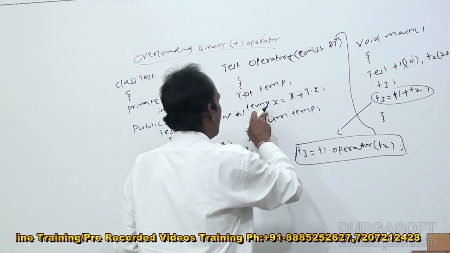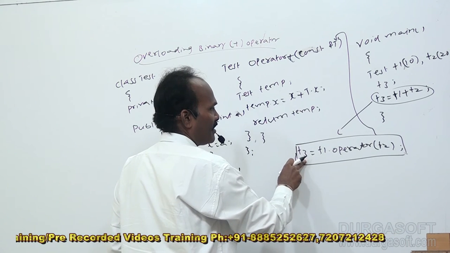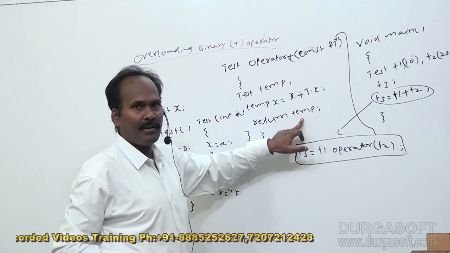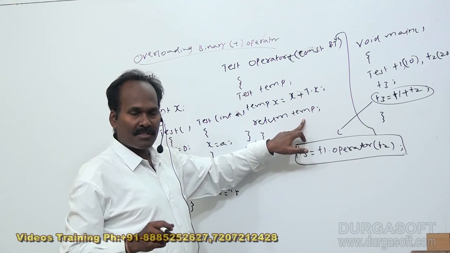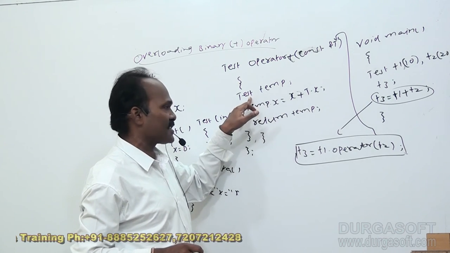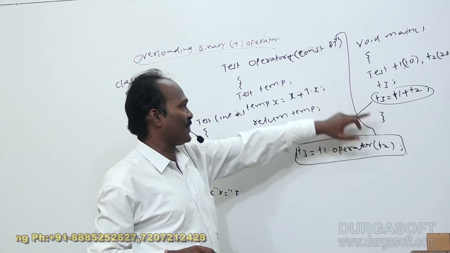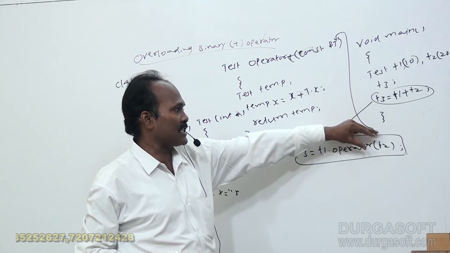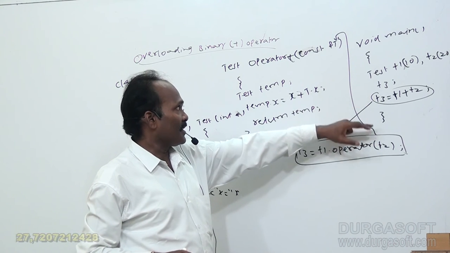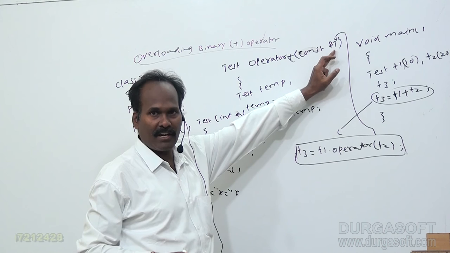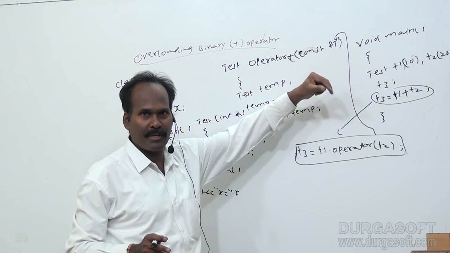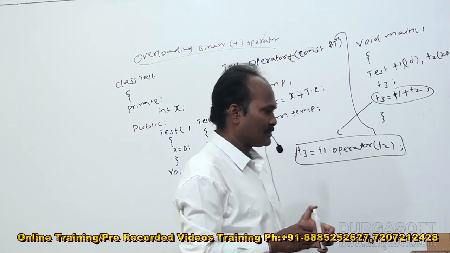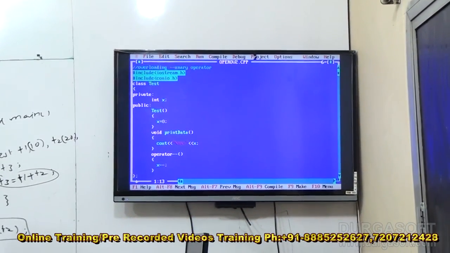Now the value returned by this operator function will be stored into T3. What is it returning? Temp. Temp is an object of Test type. So internally, a temporary object T is created for T2. Why have I given this constant here? Whenever you are passing T2, the value must be stored in a constant reference, so that it will not be changed. That is why I gave the constant keyword. Just have a look here, I will execute this program.